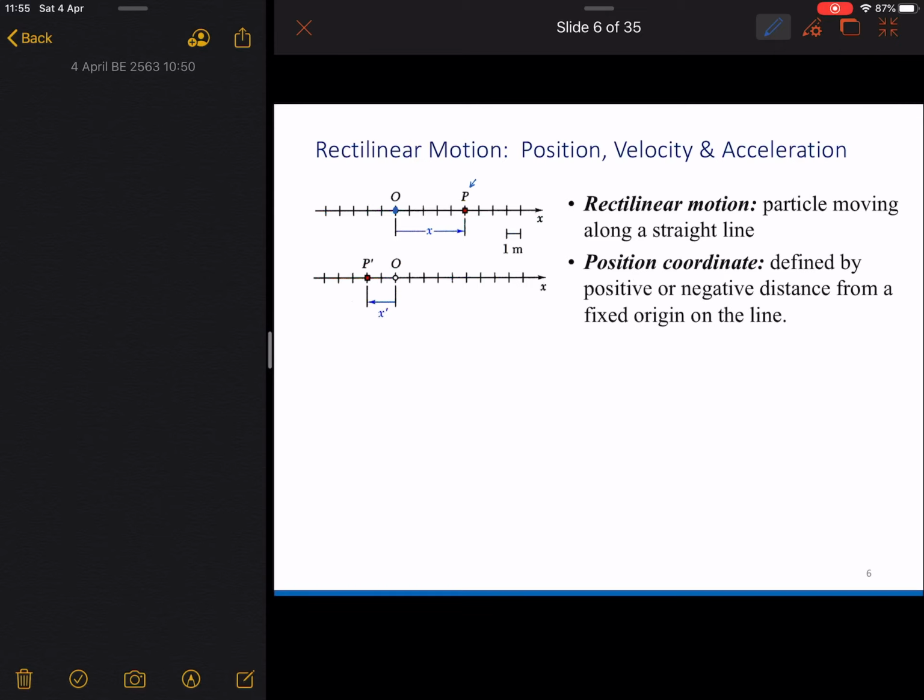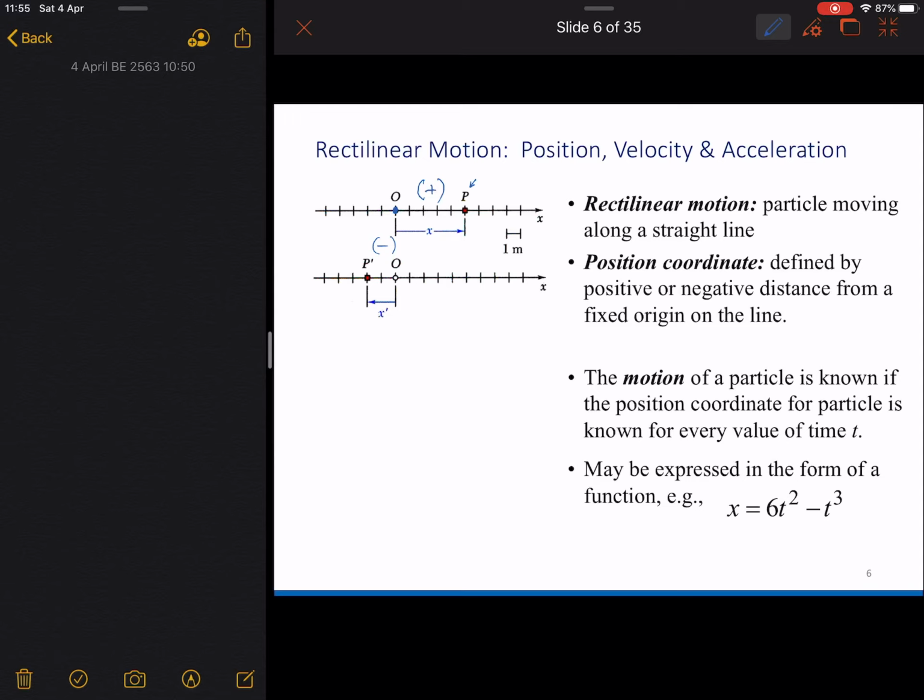And also, rectilinear motion has positions, negative or positive. You walk forward or you walk backwards. So here we say it's positive, and here we say it's negative.